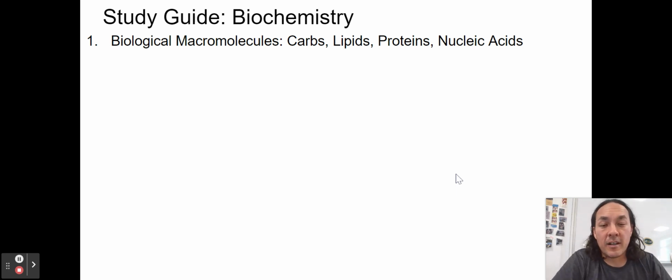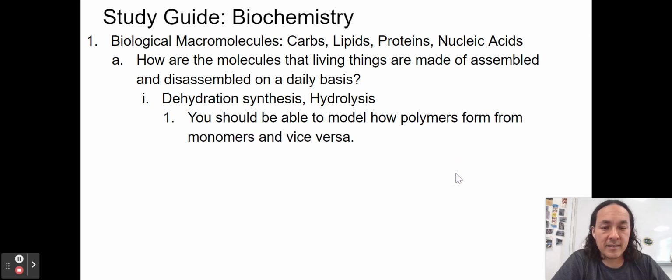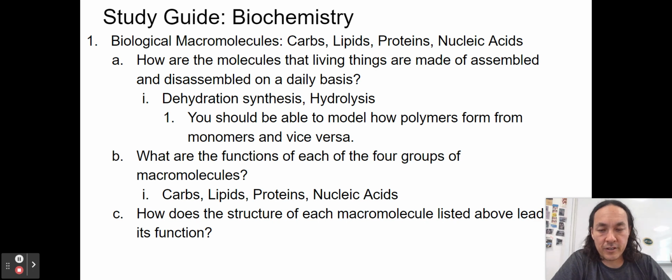So, what are carbs, lipids, and proteins? We've heard of them, we eat them. How are they assembled? What's dehydration, synthesis, and hydrolysis? What are the functions of each one? How does the structure lead to its function?